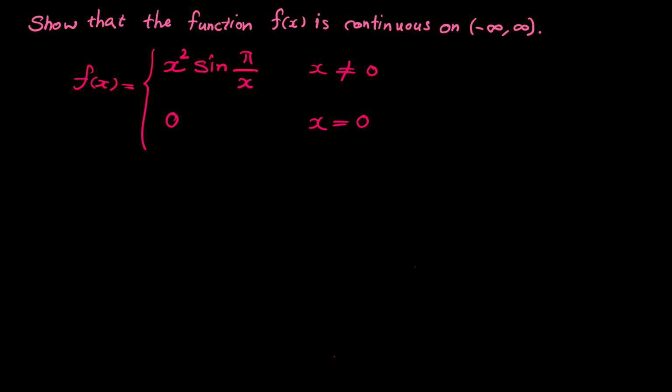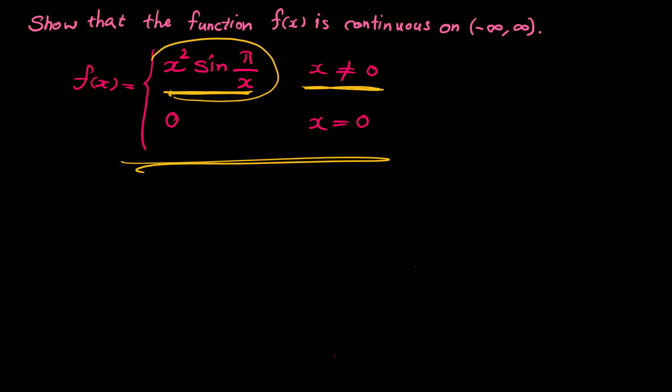In this video, we want to do a question about continuity of a function over an interval. This is a little tricky and challenging question. Show that the function f of x is continuous on negative infinity to infinity, and the function is defined in this form. F of x is x^2 sine of pi over x if x is not 0.